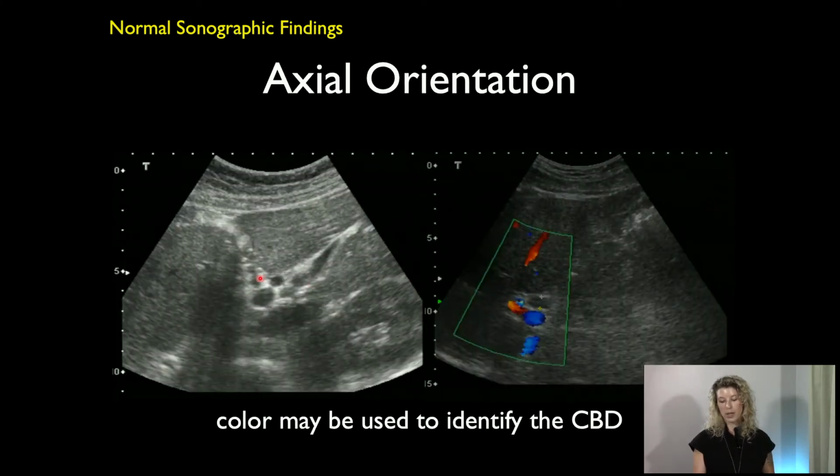Right here, this is a still from the clip that we saw a couple slides ago, and then this is color flow on it to show that this is the common bile duct. So in this view, this would be the common bile duct. But again, you would throw color on it.